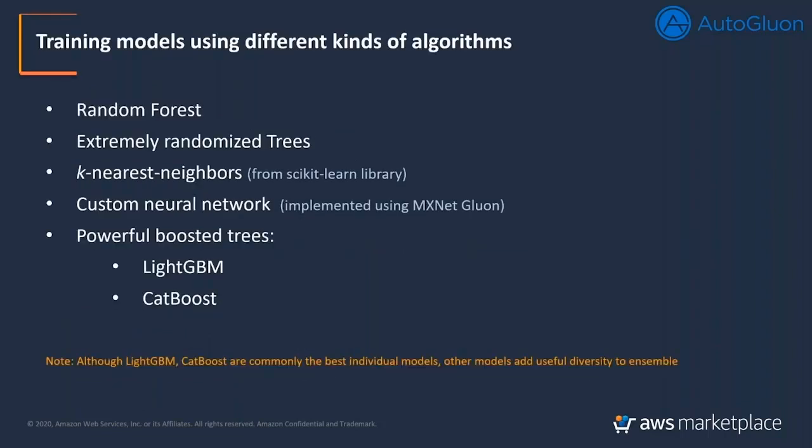We use a variety of algorithms within AutoGluon for our models, including random forests, which was previously discussed, extremely randomized trees, k-nearest neighbors, a custom neural network implemented using MXNet-Gluon, and powerful boosted trees, including LightGBM and CatBoost. It's fair to note here that LightGBM and CatBoost are very commonly the best individual models, but the other models add useful diversity to the ensemble. Remember before when I was talking about decision trees, poor models that are different in how they learn, when ensembled together, are more powerful than any individually.